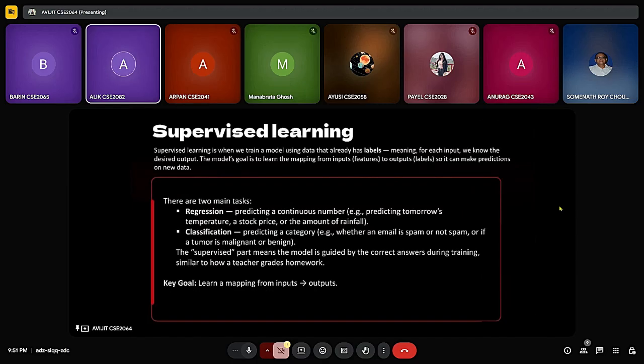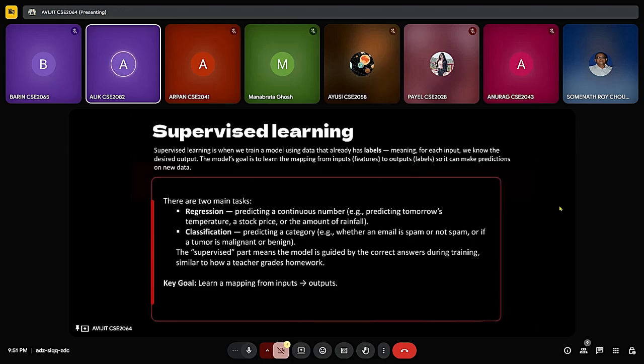Supervised learning. Supervised learning is when we train a model using datasets that already have labels, meaning for each input we know the desired output. The model's goal is to learn the mapping from inputs to outputs so it can make predictions on new data. There are two main tasks: regression and classification. In regression, we predict a continuous number, like tomorrow's temperature, a stock price, or how much rainfall there will be. And classification is predicting a category, like whether an email is spam or not.